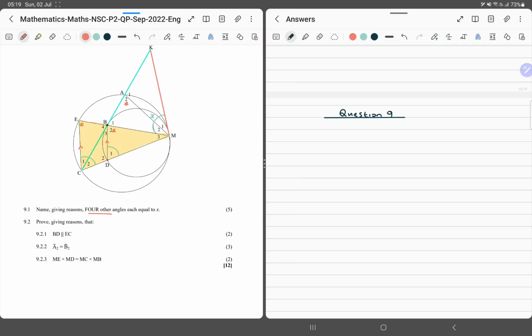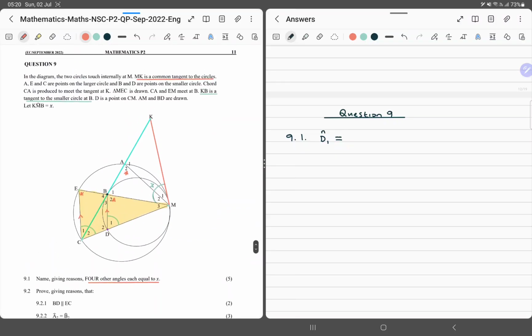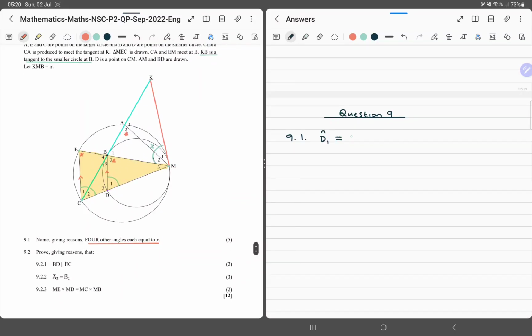Now it says name, giving reasons, other angles each equal to x. Okay, so we will see what we're going to do. So 9.1. Now we have to first think. Maybe we can say D1 is equal to, what was this angle called? KMB, equal to x. What is the reason here? That is the tan-chord theorem. Okay, easy. That's number one.